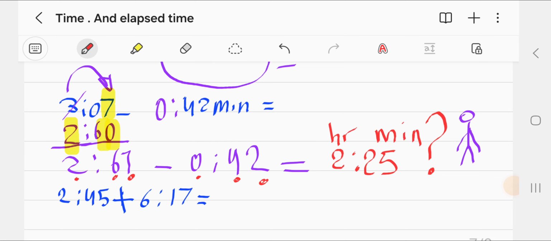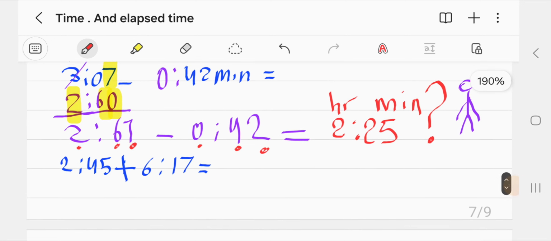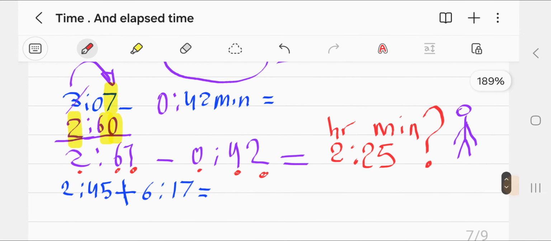So I fixed this problem with 2 things. Firstly, I made it fair between the numbers to make the subtraction. The second thing, I took 1 from the hours, but this one looks like 60 minutes. Is that okay? Let's solve another question about addition.